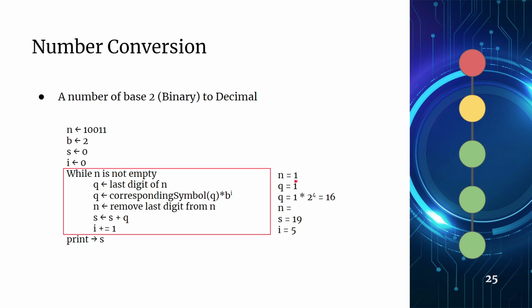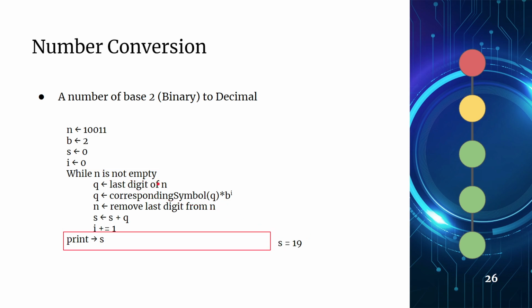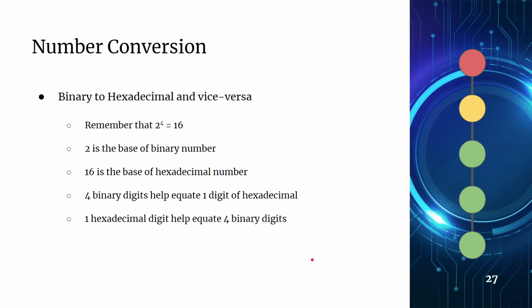as you can see in this loop, n was 1, and so the new n is empty. So we currently have s equals 19 and i equals 5, but n becomes empty, so the loop breaks and prints s. So essentially the decimal representation of the base 2 format 10011 is s equals 19. And in similar terms we can do the part of the hexadecimal as well.